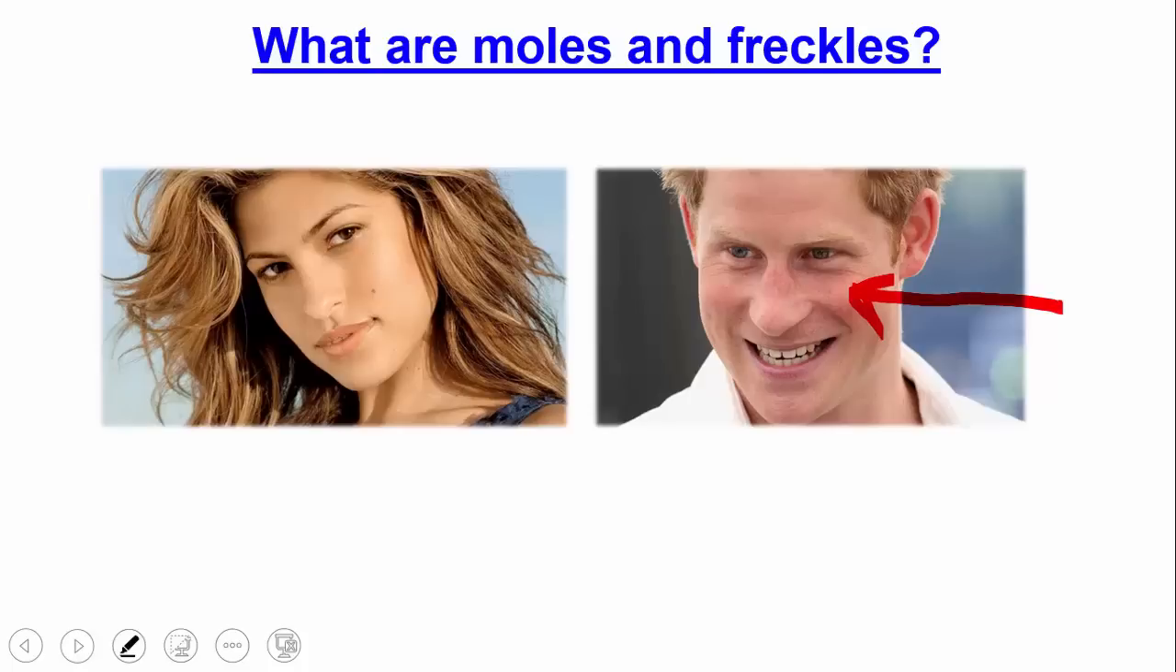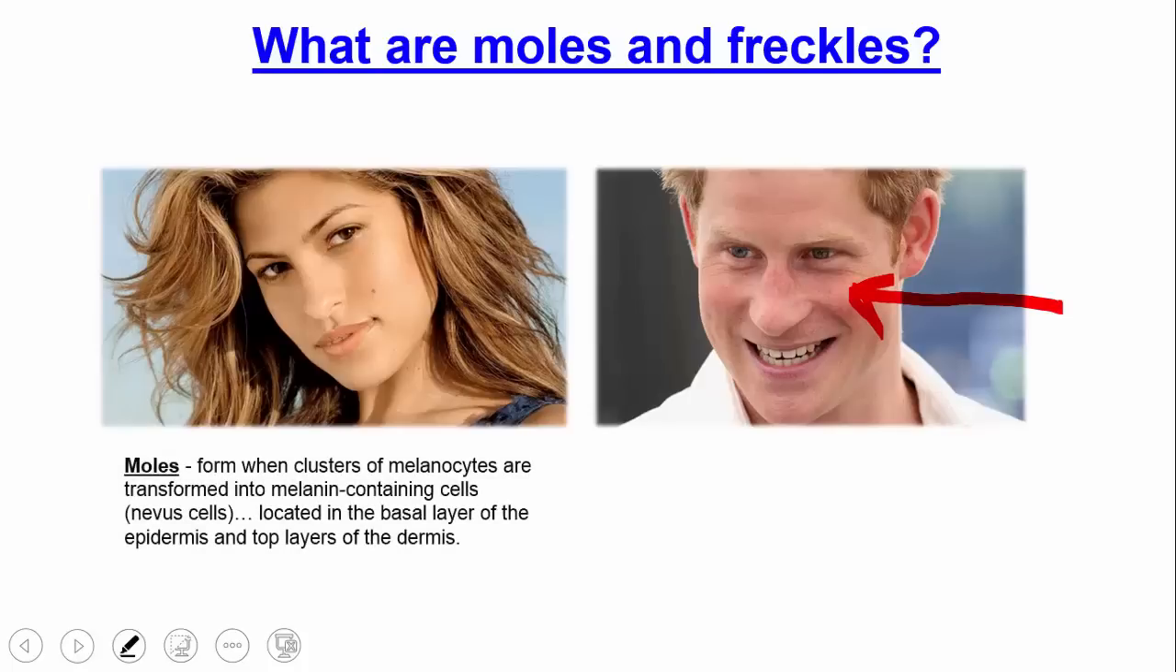How do these form? It's very interesting. They both form because of an accumulation of melanin, but in slightly different manners. When we have a mole, it's a cluster of melanocytes that are transformed into melanin-containing cells. So the melanin is staying within the melanocytes, which usually doesn't happen, as we discussed before. This is located in the basal layer of the epidermis, the top layers of the dermis, and that accumulation of melanin within the melanocytes ends up producing that mole that you see.